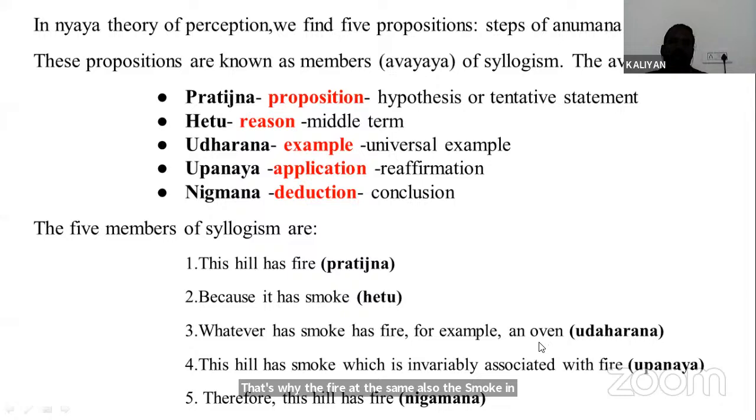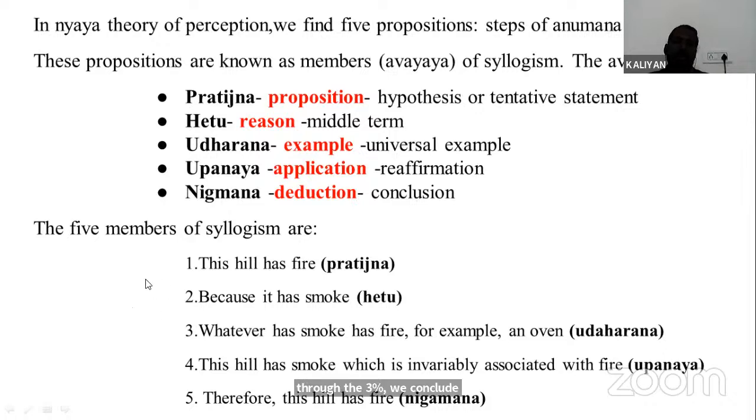It is an udaharana. So here we compare, giving the example of an oven instead of the hill. And next, the hill has smoke which is invariably associated with fire. So this is the application: without smoke there is no fire. That is the invariable association, and therefore we conclude the hill has fire. That's why the hill has fire. This is the nigamana. Through all the previous steps we conclude the hypothesis, that is the nigamana.